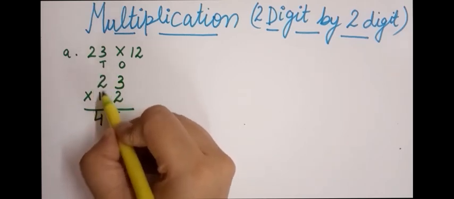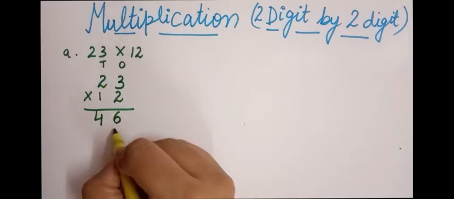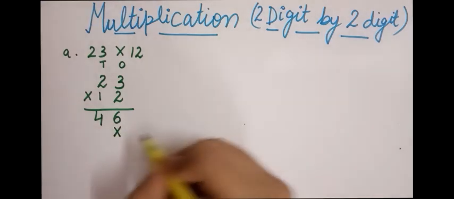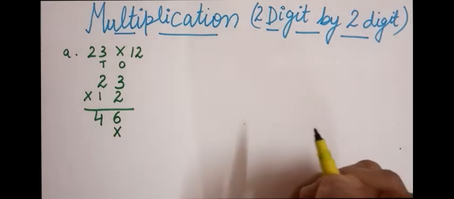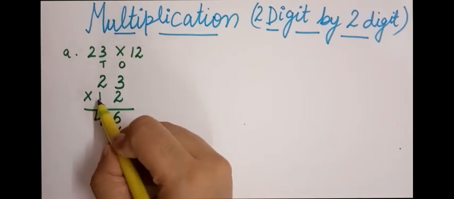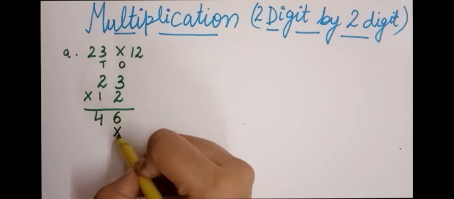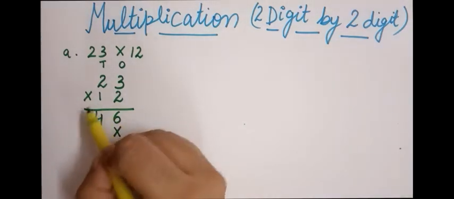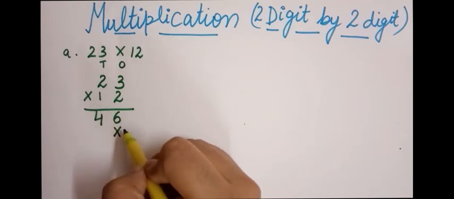But before multiplying 23 by this 1, I will cross this ones place. Either you can put a cross or you can put a 0. Both have the same value. So why do we put a cross here? Because here we are multiplying by tens, so we are closing the ones column, because while multiplying the answer will be more only. That's why we are closing the ones column here.